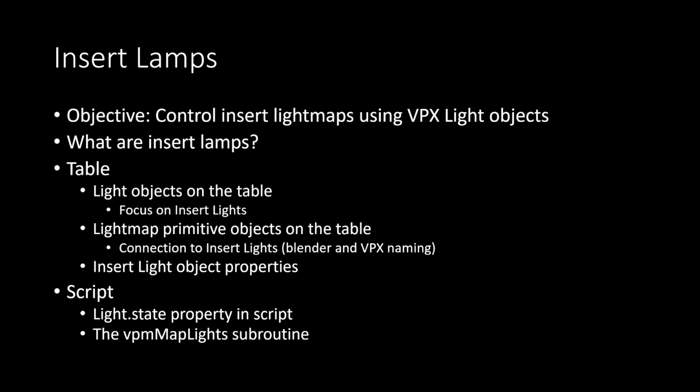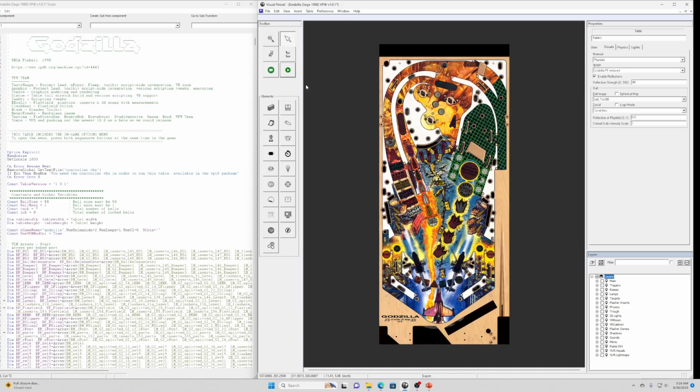We'll go into that. And usually I'll start with talking about stuff that's on the table and then at the end talk about the script integration. I'm going to use Godzilla again to illustrate how to set up lamps. The inserts to start off with are special lights on the table that are ROM controlled, and they're ROM controlled through the lamp matrix. The lamp matrix is defined in the pinball machine's manual.